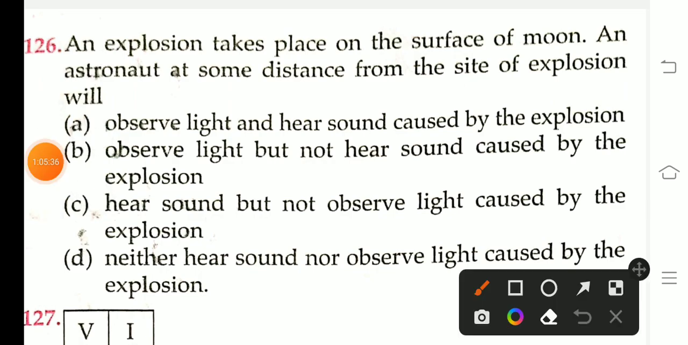Next, an explosion takes place on the surface of the moon. An astronaut at some distance from the site of explosion will, right answer will be option B, observe light but not hear sound caused by the explosion.